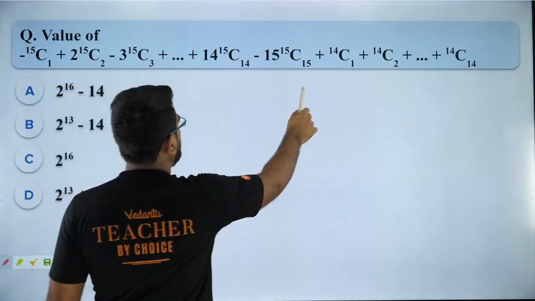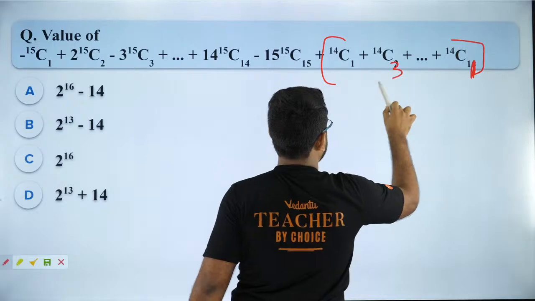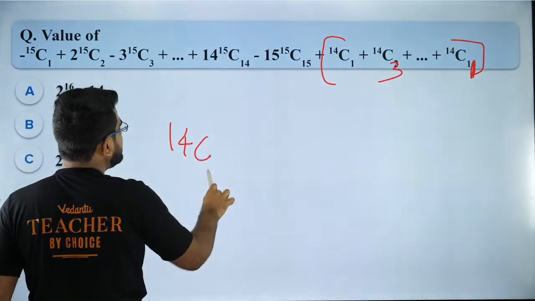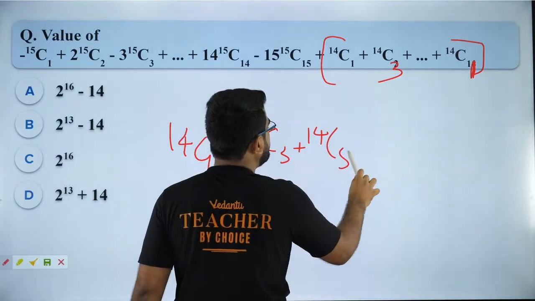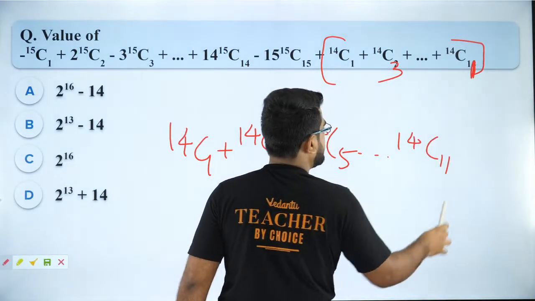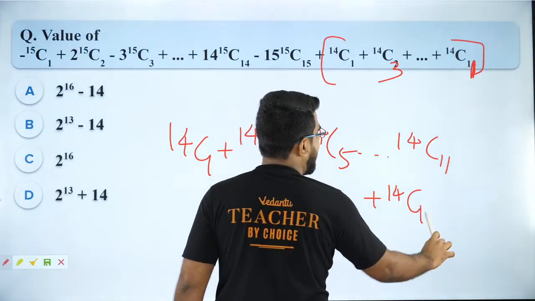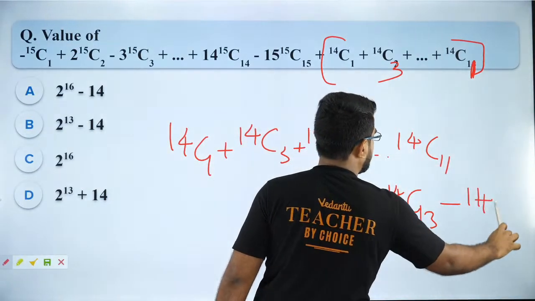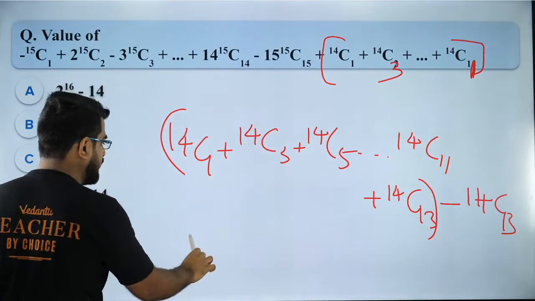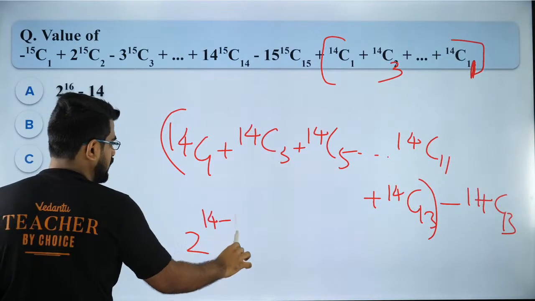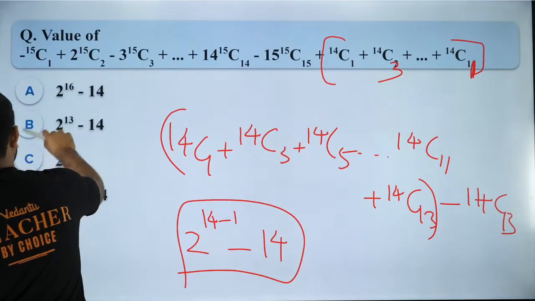Now the second part is only what I need to solve. So basically the question is 14C1 plus 14C3 plus 14C5, the sum of all the odd coefficients. But what is missing? 14C13 is missing. So I will add 14C13 and subtract 14C13. Now what is this? Sum of all the odd binomial coefficients is 2 to the power n minus 1, minus 14C13, which is 14. So this is your answer, which is option B.